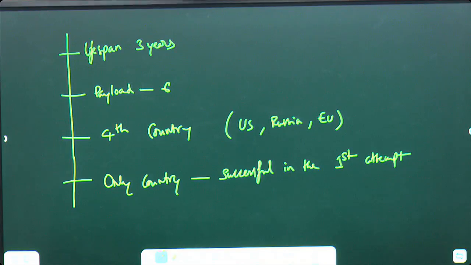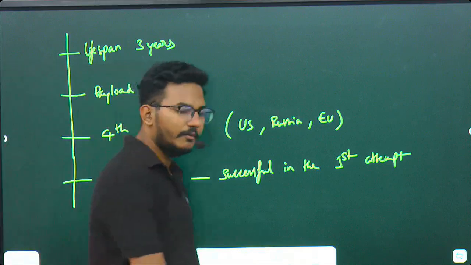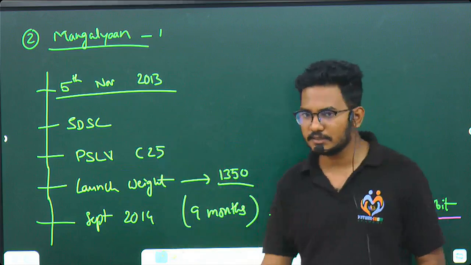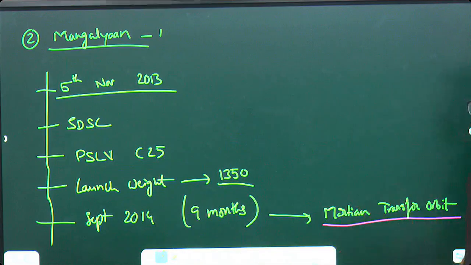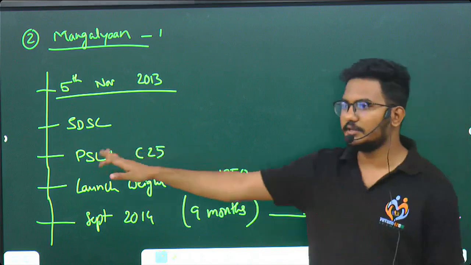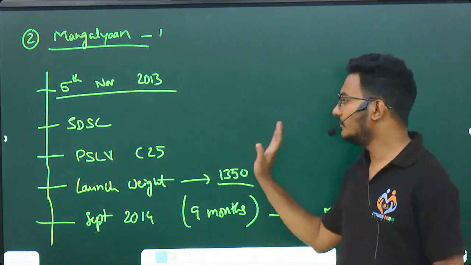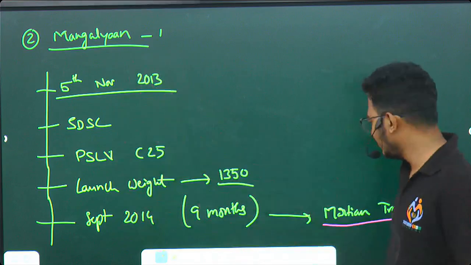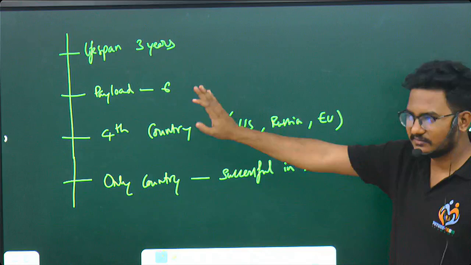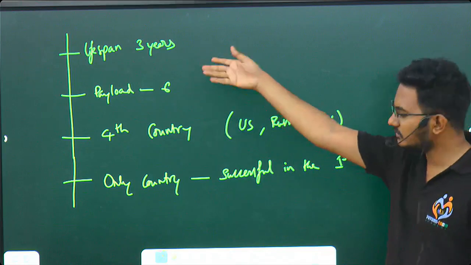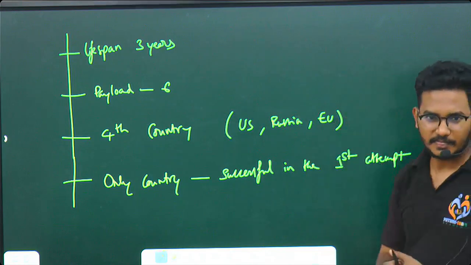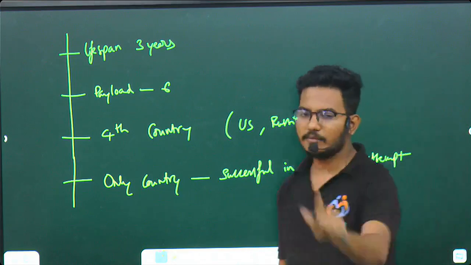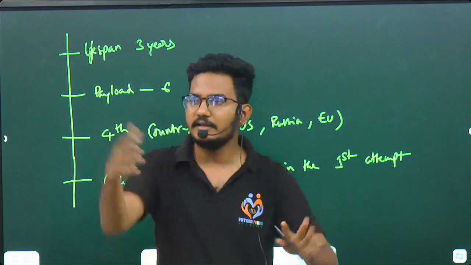So 5th November 2013, and it has reached in September 2014, which means it took 9 months, and the orbit is called Martian transfer orbit. The vehicle we have used is PSLV C25. Launch weight is 1350, from Satish Dhawan Space Center. Payloads we have used are very few, 6 only. Lifespan is expected 3 years, and it has achieved more than that. Lifespan will always be taken as the minimum, so it will work minimum 3 years, and it has been extended also.